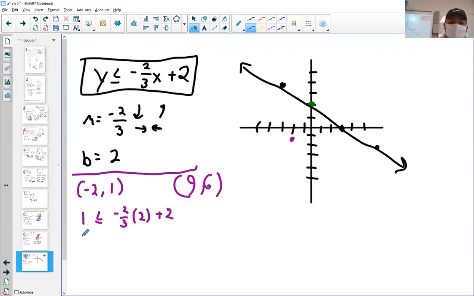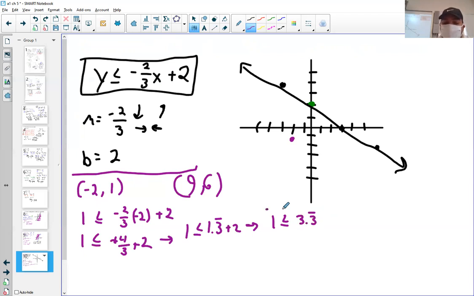plus 2. 1 is less than or equal to, this is -4/3 plus 2. If it makes it easier for you, change it to a decimal. Since it's -2 times, oh, you're right. So +4, oopsies, +4/3. Change it to decimal if it makes it easier to add. So 1.3 repeating plus 2, which means you're going to get 1 is less than or equal to 3.3 repeating. 1 is smaller than 3.3 repeating.